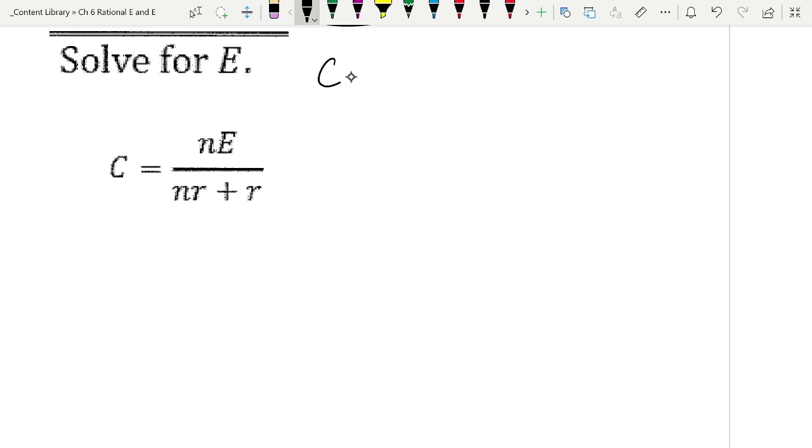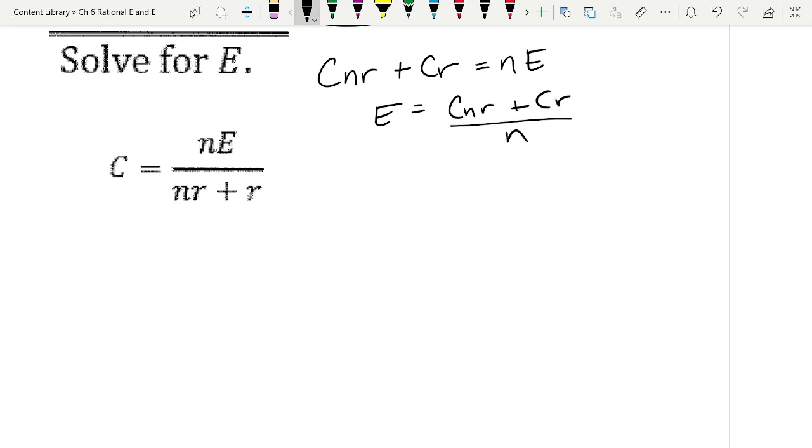So I have c times n times r plus c times r equals n times e. Right? I just multiplied both sides of the equation by this denominator. Then I'm going to divide both sides of the equation by n. So I have c times n times r plus c times r over n. That one was easy. Let's try a tougher one.